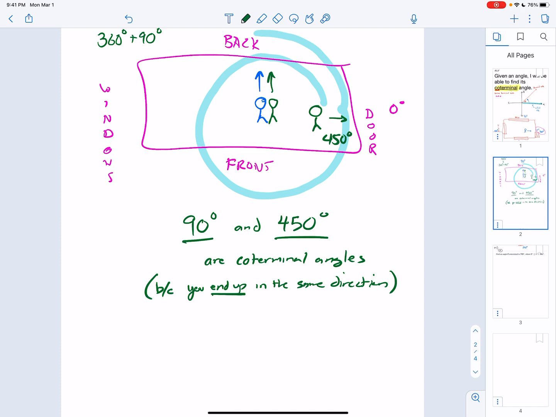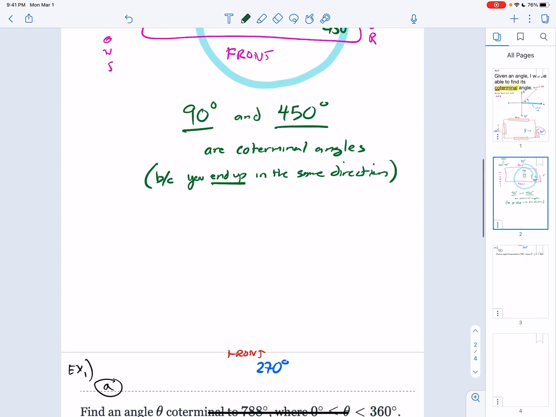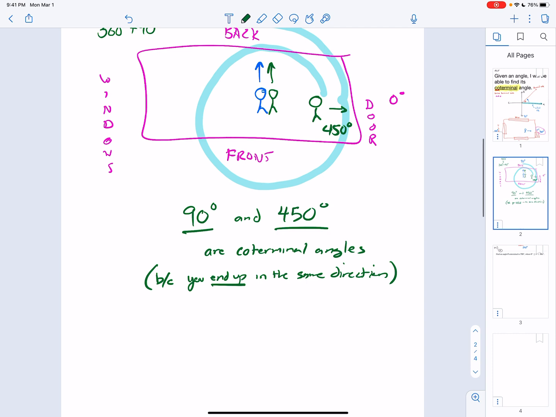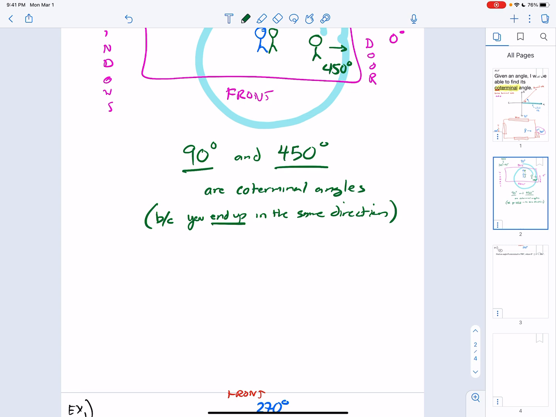Okay, so coterminal angles are kind of like reducing fractions. So for instance, 1/2 or 2/4 or 5/10 or 50/100 or 40/80. All of these are written very differently. But if you reduce all of these fractions, these all come out to 1/2.